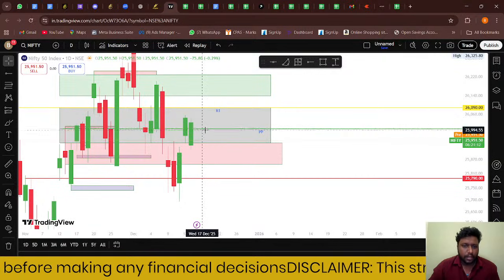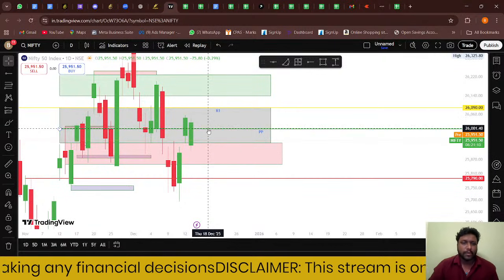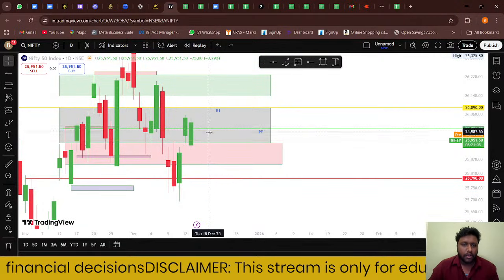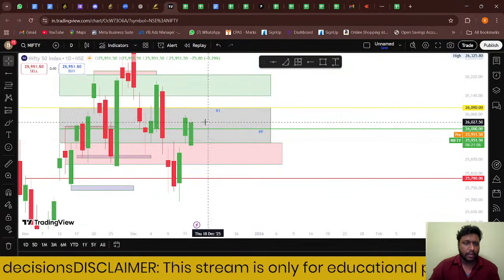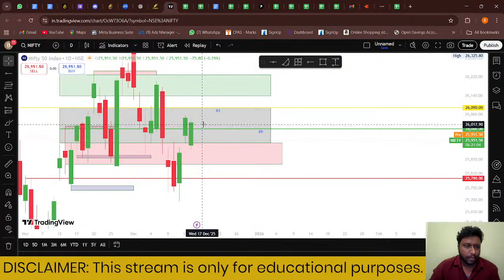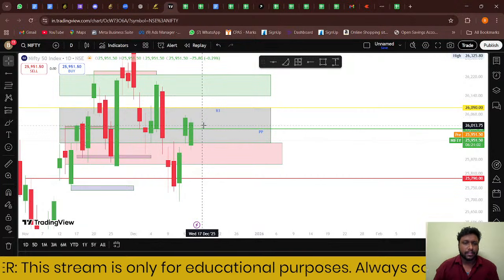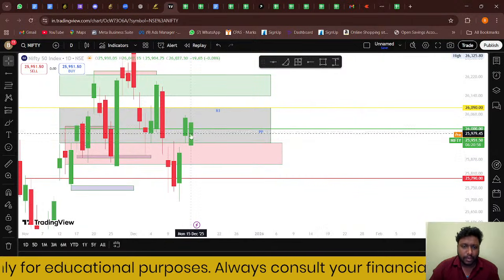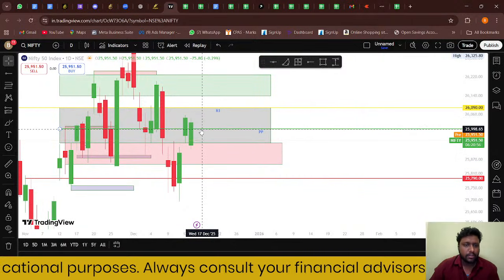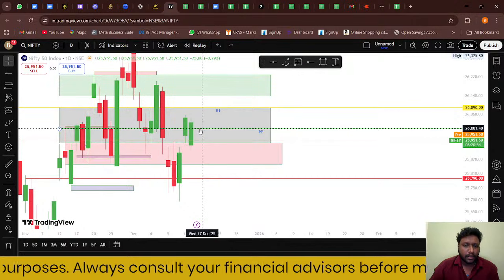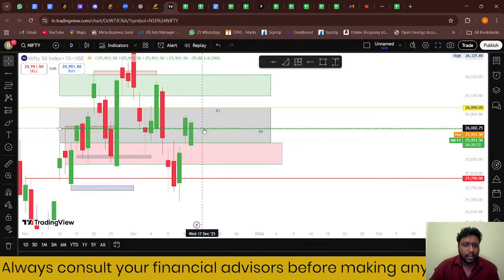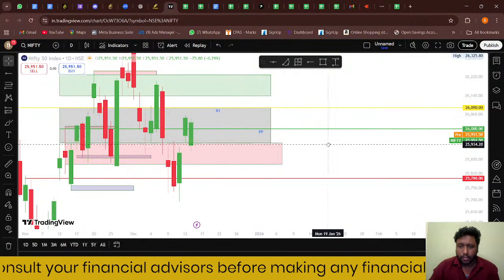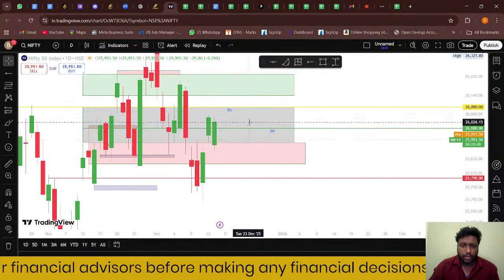As it is below this level, if it is not retesting this particular pivot line or reclaiming this level and closing above it, then until and unless it is trading below this, I will still expect a bear side movement. And if it is retesting this level and then closing above it, then definitely you can take an entry on the bull side with respect to today's pivot line.